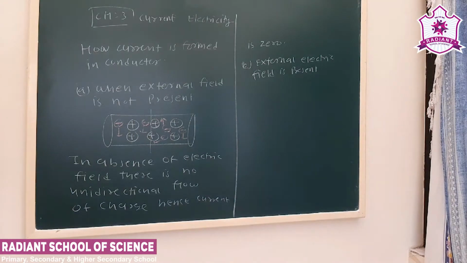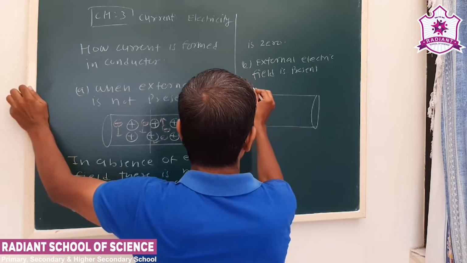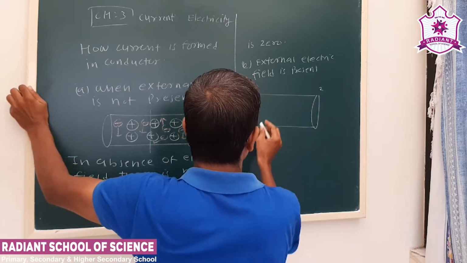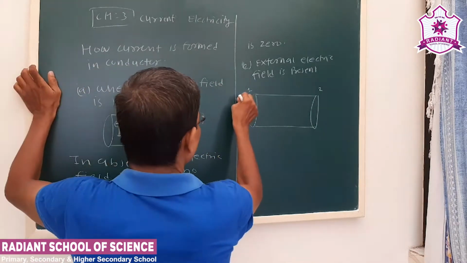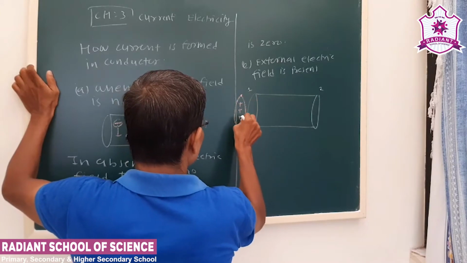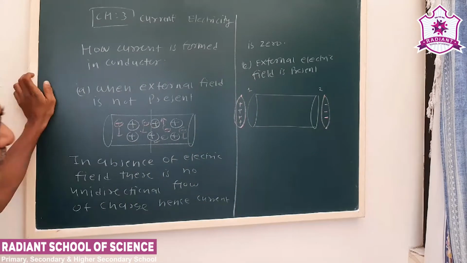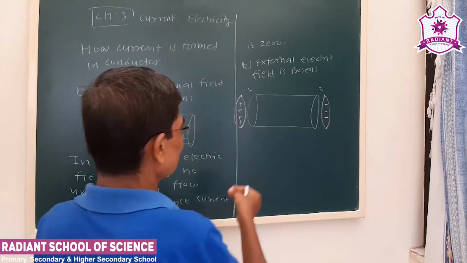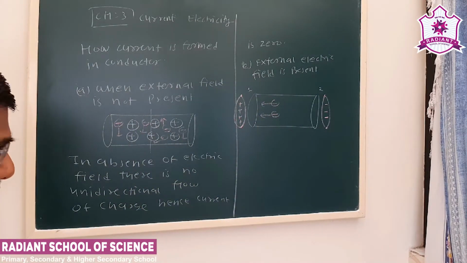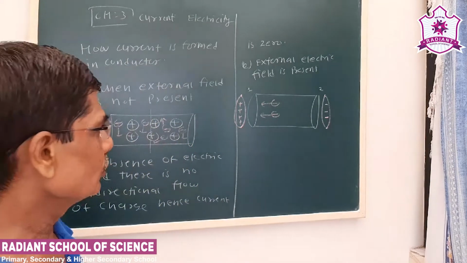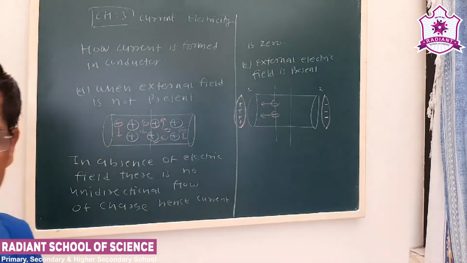Now how can we supply external field? Consider the same cross section of a conductor. Let us say side 1 and 2. Near end 1 we supply a positively charged plate, and at side 2 we place a negatively charged plate. Now we know the charge of the electron is negative. So electron will be attracted towards the positively charged plate and nullify the charge. So in this cross section or any cross section, there is a unidirectional flow of the charge.